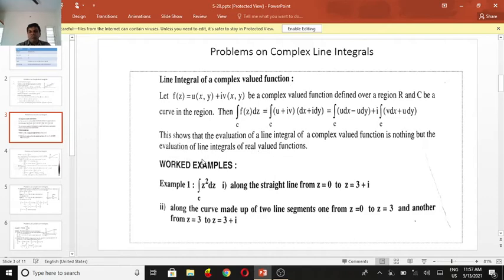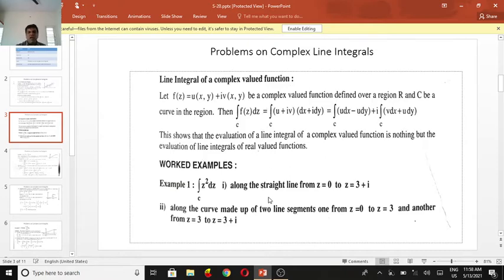If we take some examples regarding the same properties of complex integrals. Take an example: integral of z squared dz over C. First, along the straight line from z = 0 to z = 3 + i. Second, along the curve made of two line segments, one from z = 0 to z = 3 and another from z = 3 to z = 3 + i.